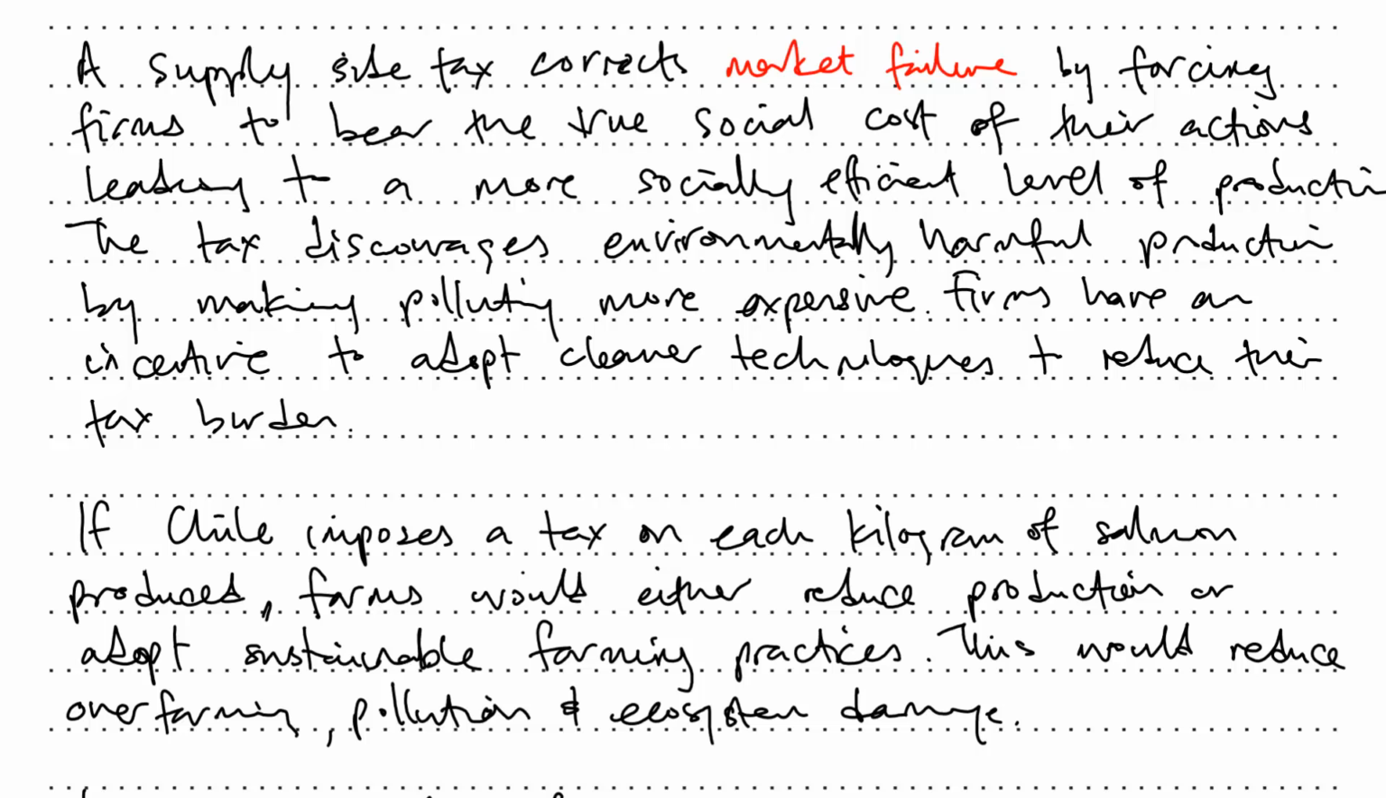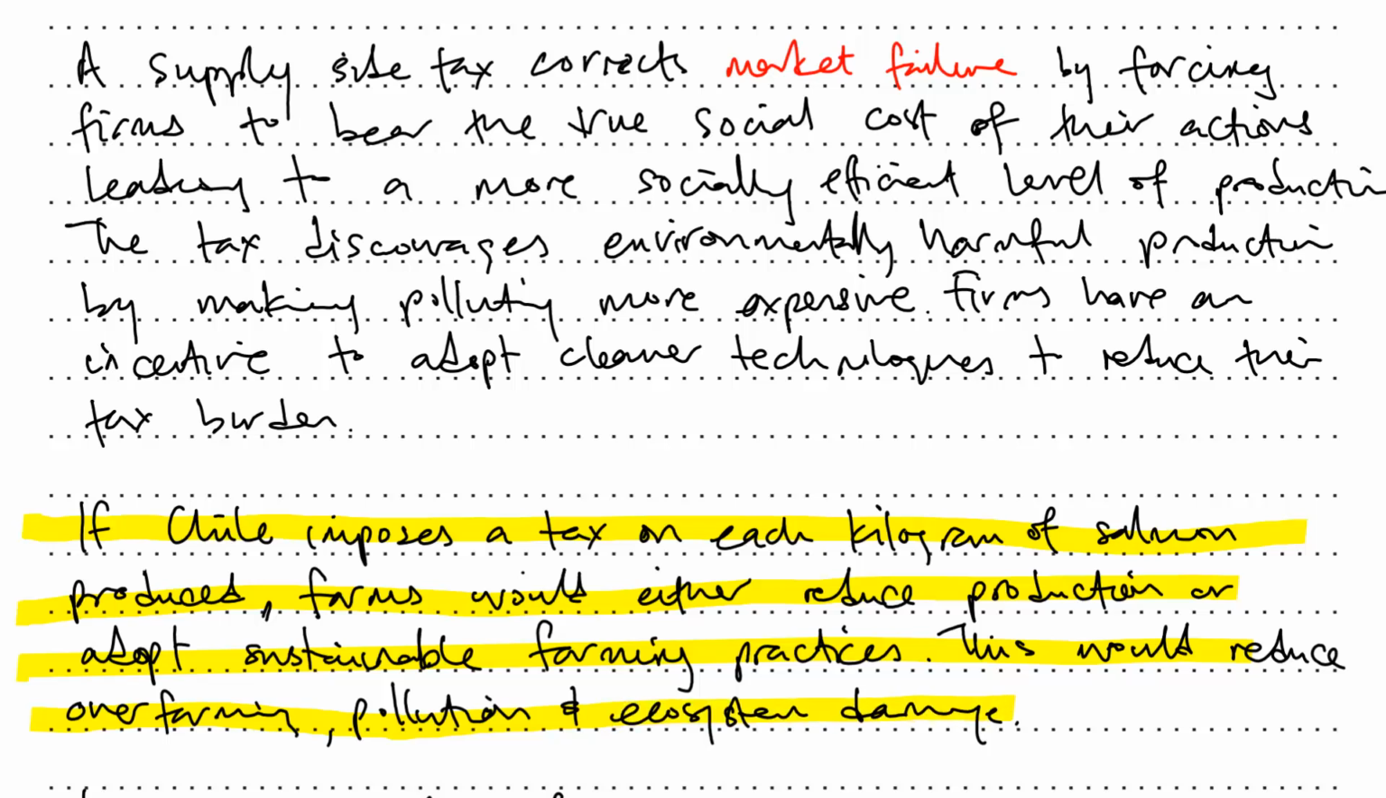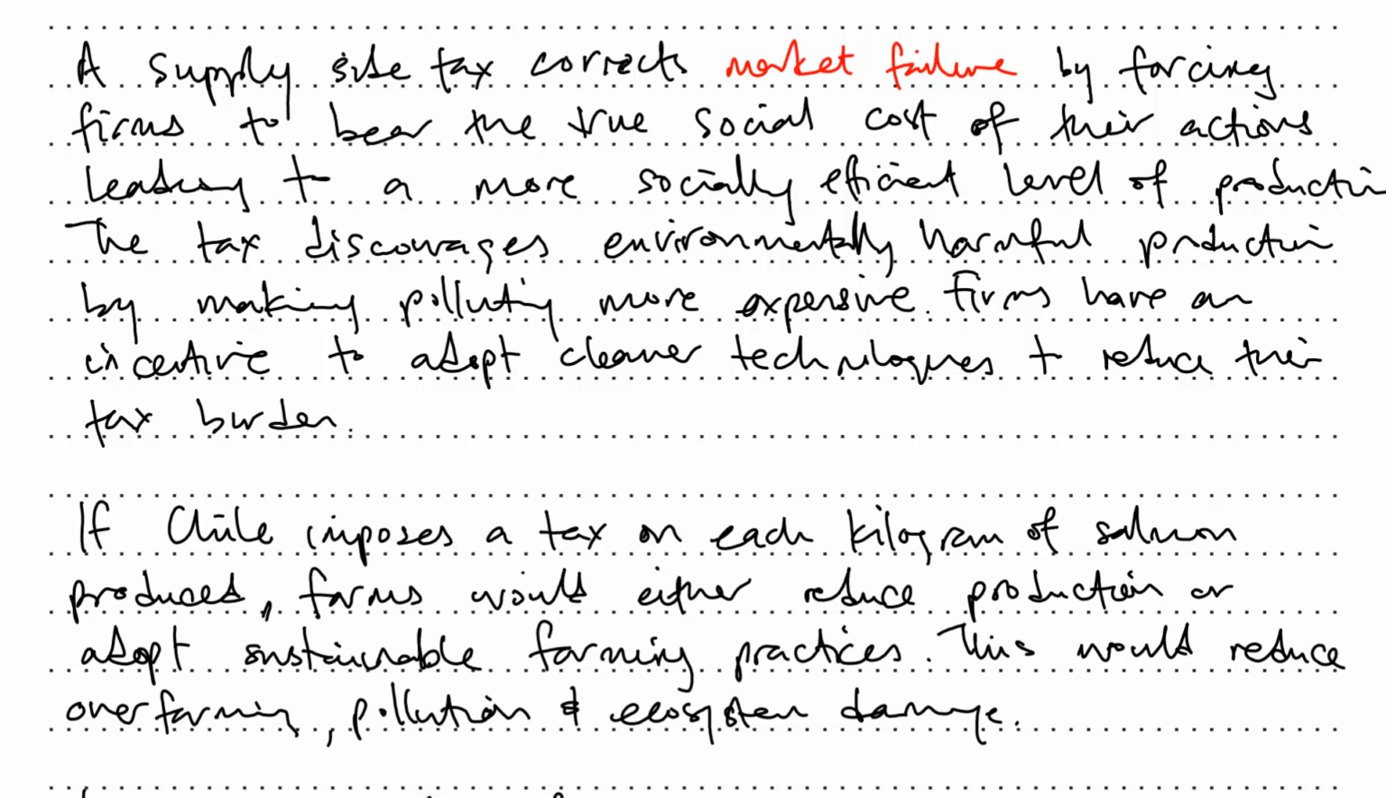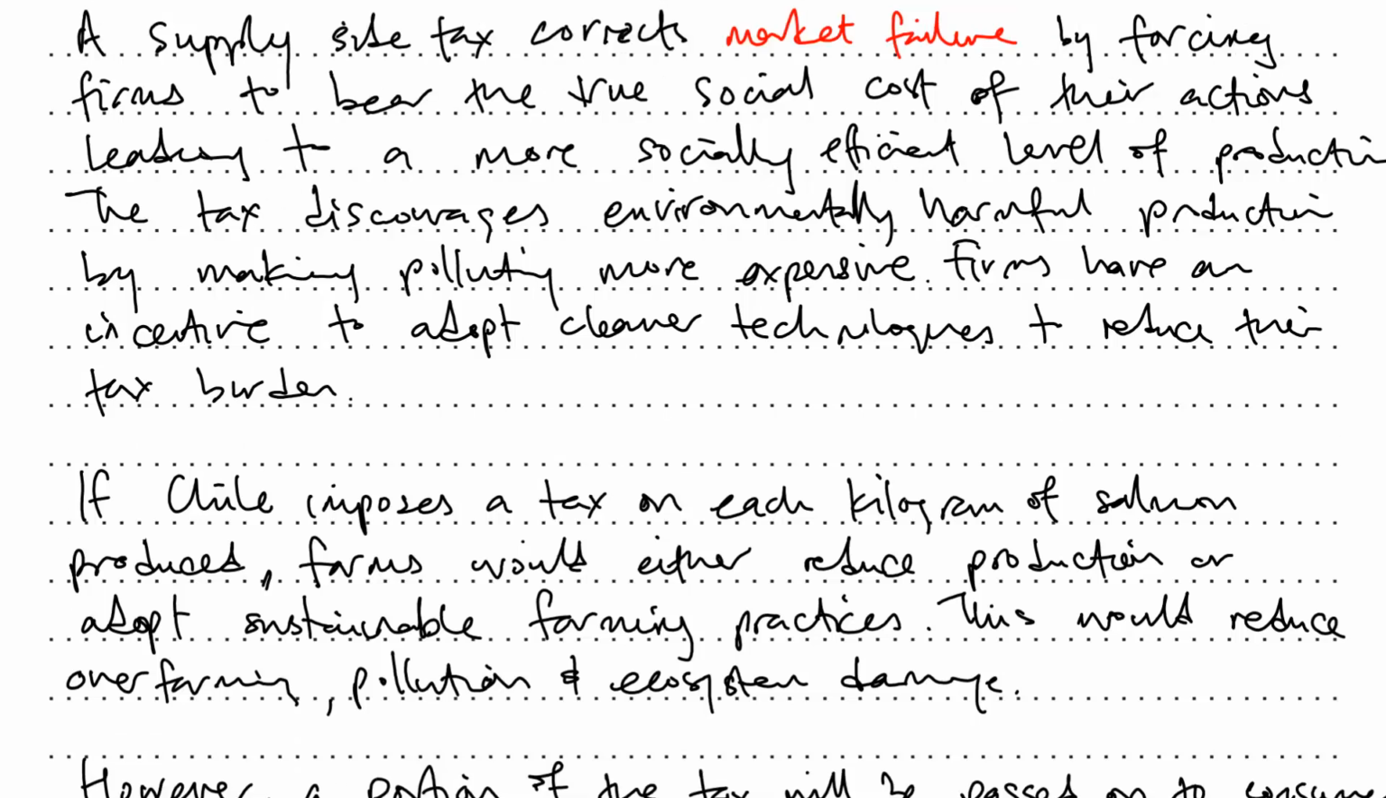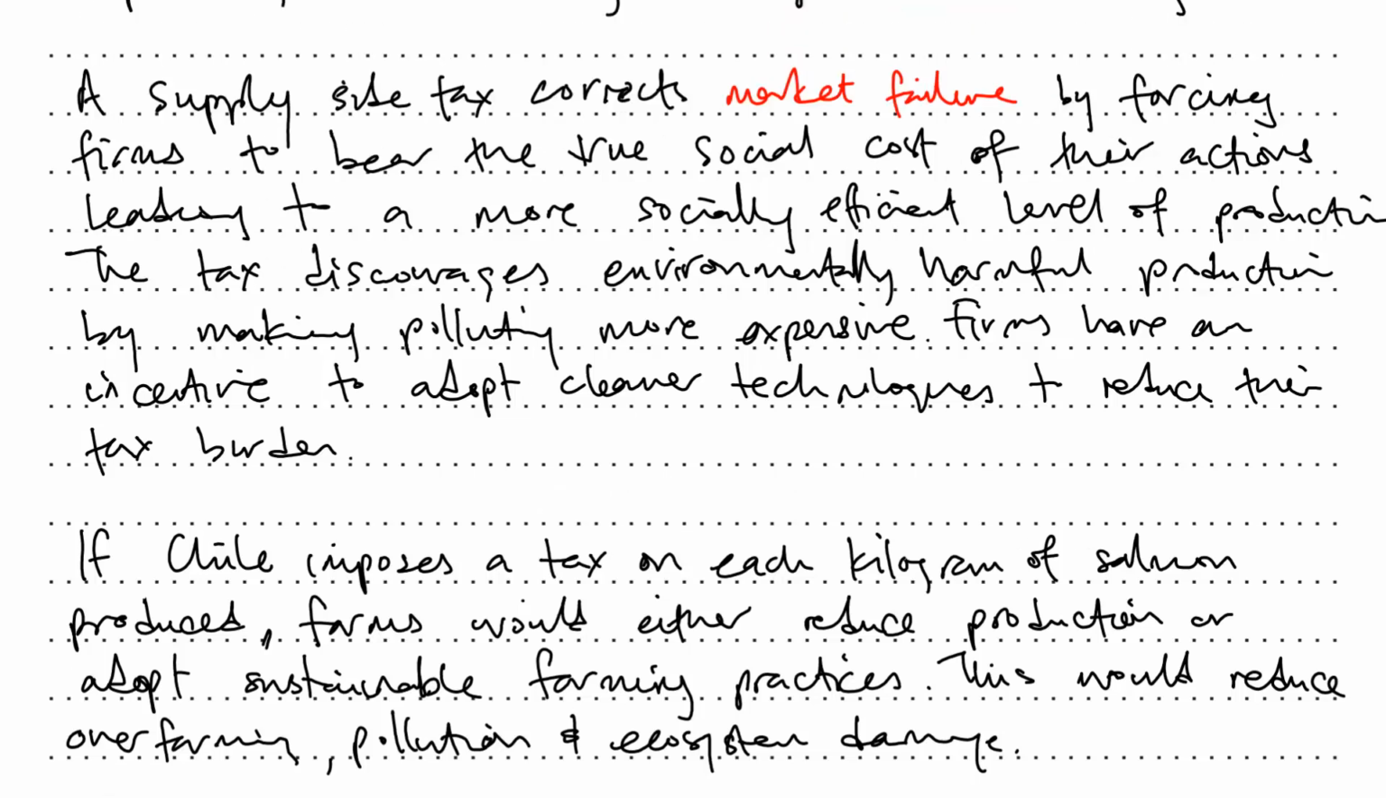So down to the next paragraph. If Chile imposes a tax on each kilogram of salmon produced, farms would either reduce production or adopt sustainable farming practices. This would reduce overfarming, pollution, and ecosystem damage. So again, just a bit more exposition, a bit more explanation. And you could probably just end it here, really. That'd be enough.